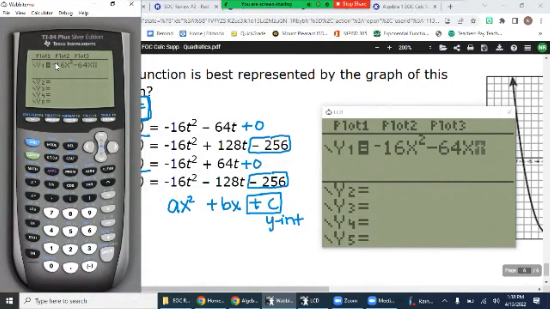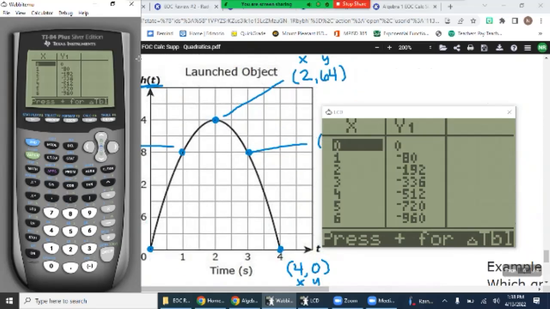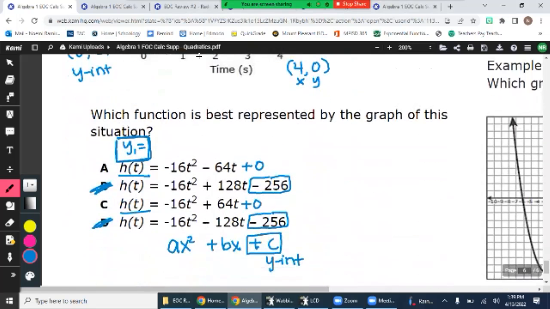Press second graph. And this one does give you 0, 0, but what does the number 1 give you? Negative 80. The number 2 gives you negative 192. Does that match the point that I identified here? No. But once again, these are notes. So I want to know, if I go back and look at this, why did I get rid of it? Okay.